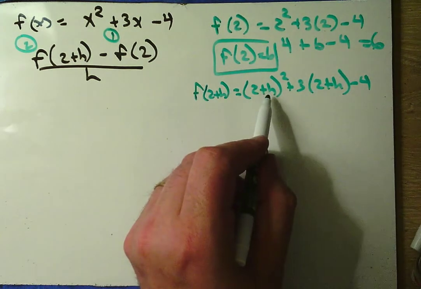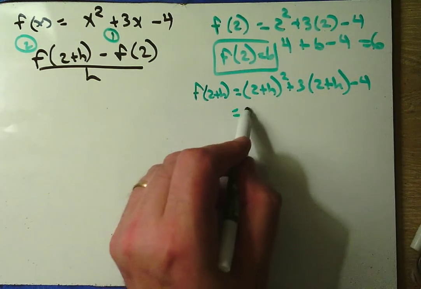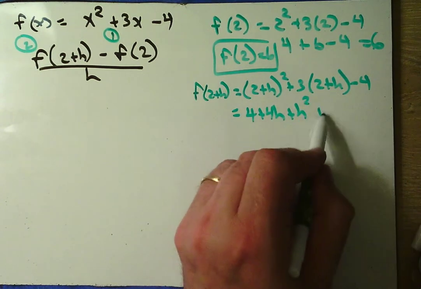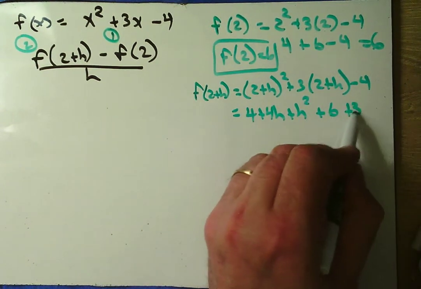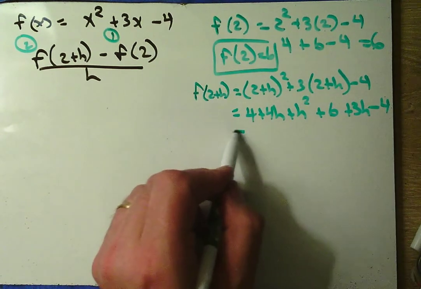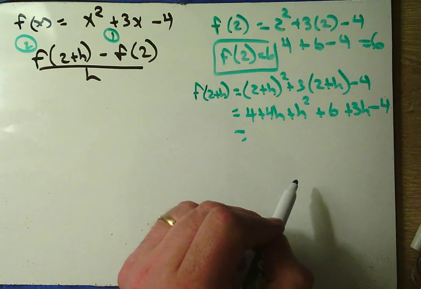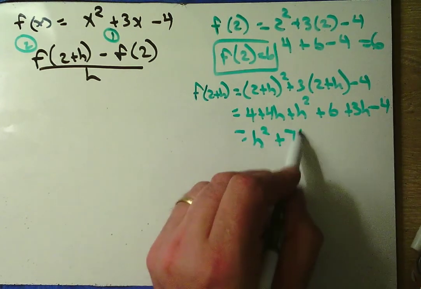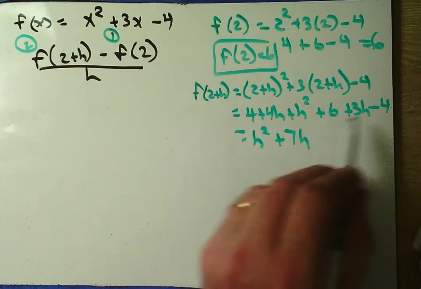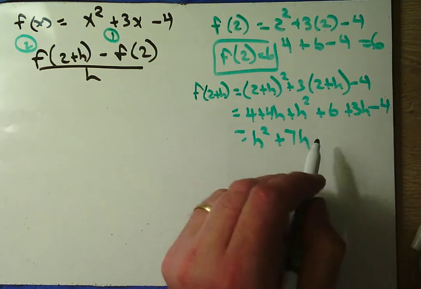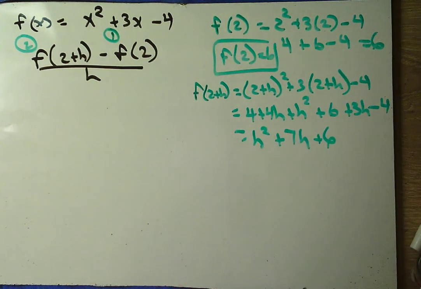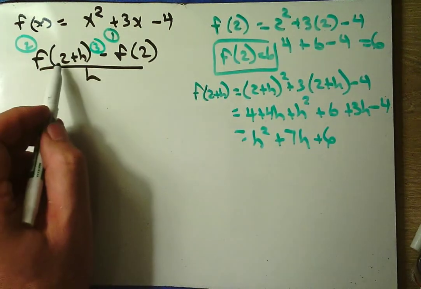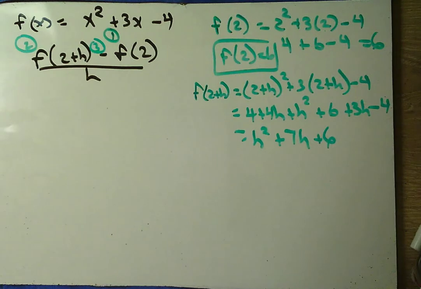I need to FOIL here. I need to distribute here. I'm going to get 4 plus 4h plus h squared plus 6 plus 3h minus 4. And when I combine like terms, I see that I'm going to get h squared plus 7h, and now these 4's cancel and I'm left with 6. Okay. Step 3, subtract f of 2 from f of 2 plus h.